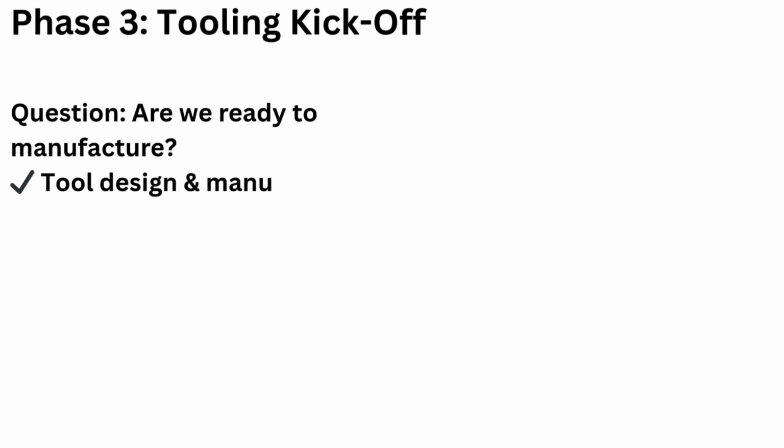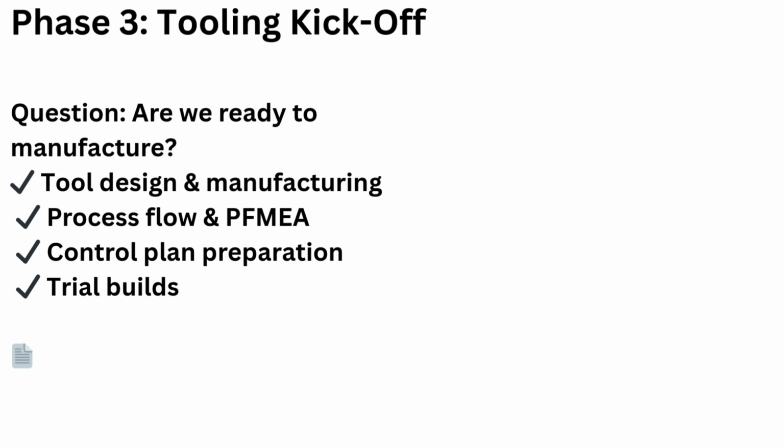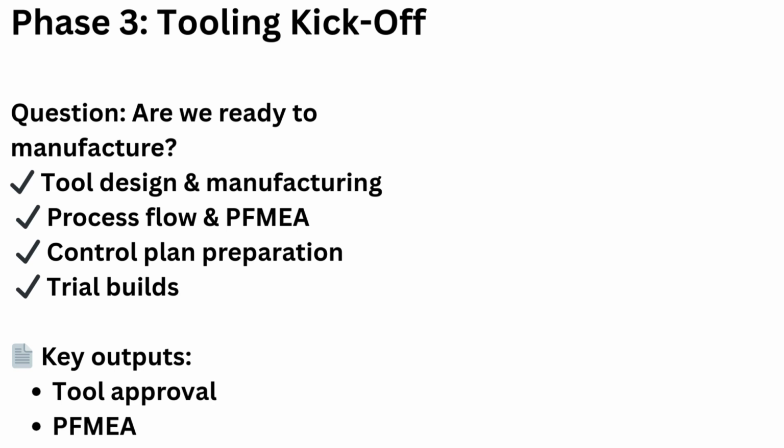During this stage, tool design and manufacturing activities begin to prepare molds, dies, fixtures, and production equipment. A detailed process flow diagram is created, and the process failure mode and effects analysis, or PFMEA, is completed to identify and control potential manufacturing risks.